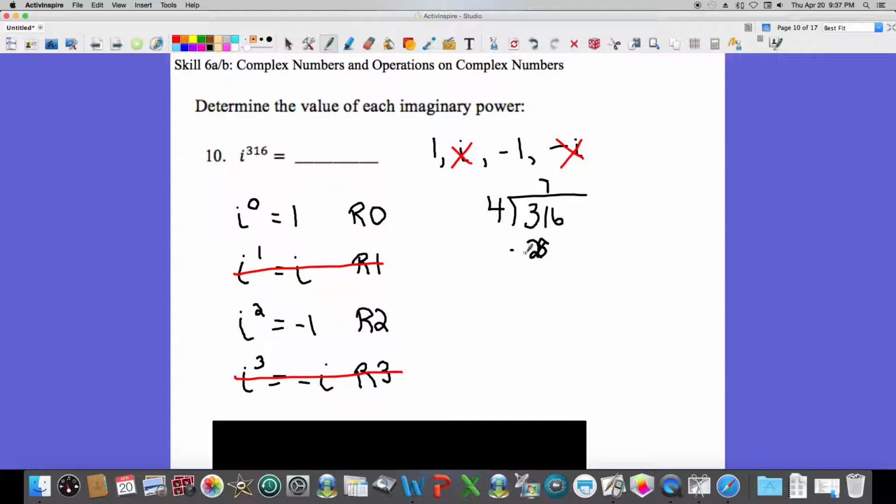31 minus 28 is 3. Let's bring down the next digit. And 4 goes into that 9 times. And we see that we have a remainder of 0. Alright, so with a remainder of 0, I to the 316th power simplifies to 1.